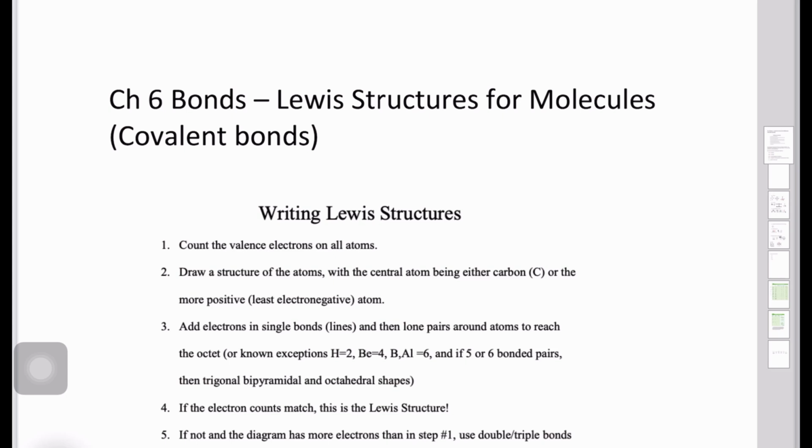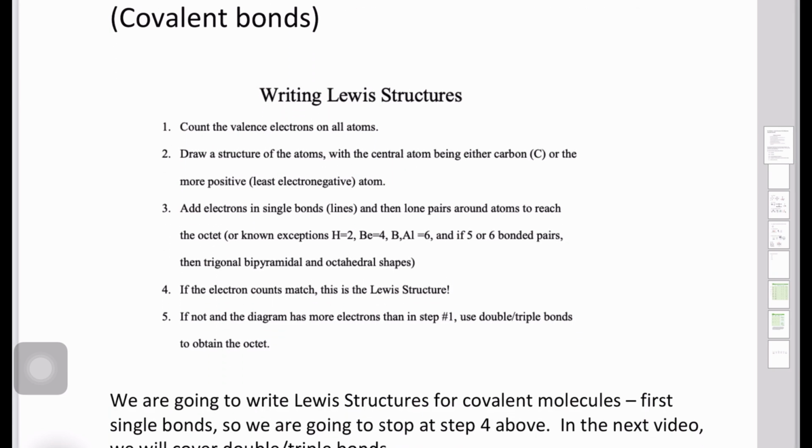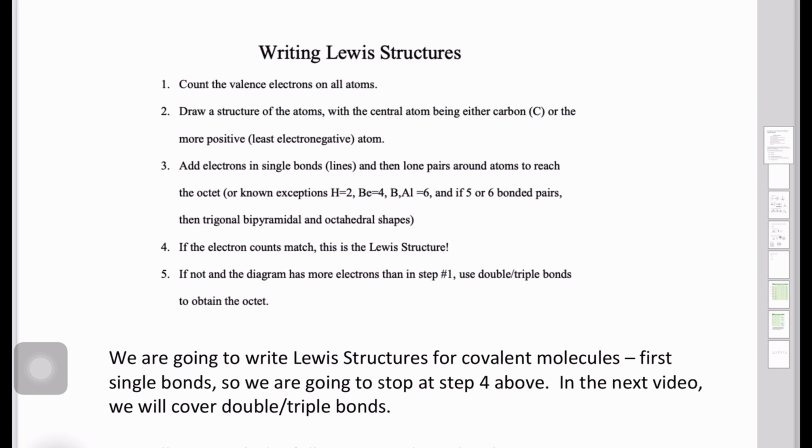Hello, this is a video on writing Lewis structures for molecules, and today we're going to write those Lewis structures for single bonds. So reading through these steps. Step 1, count the valence electrons on all the atoms.